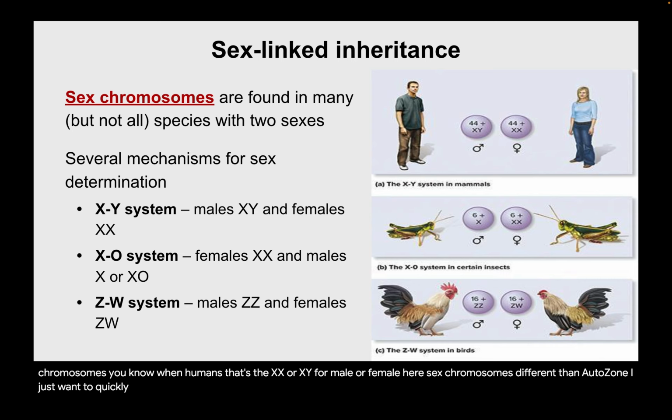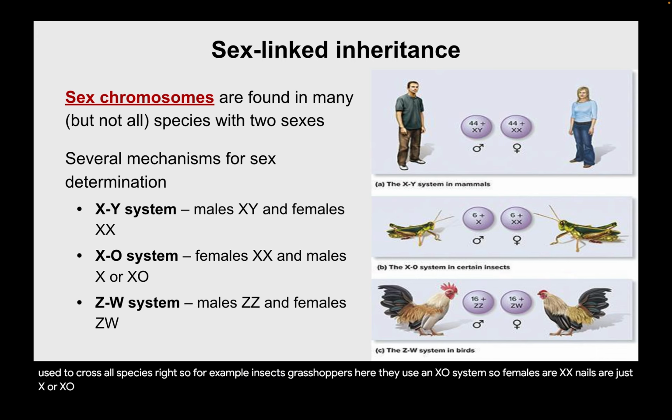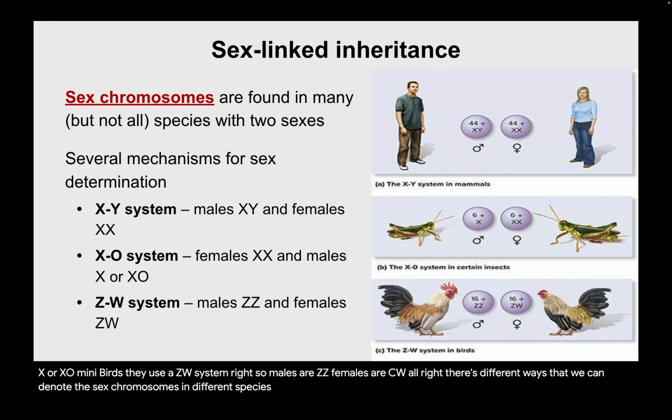I just wanted to quickly point out, because I think this is not a well-known thing, that the XY system that we use in humans is not used across all species, right? So, for example, insects, grasshoppers here, they use an XO system. So females are XX, males are just X or XO, right? Many birds, they use a ZW system, right? So males are ZZ, females are ZW, all right? There's different ways that we can denote the sex chromosomes in different species. I think it's interesting, kind of a fun trivia question here.